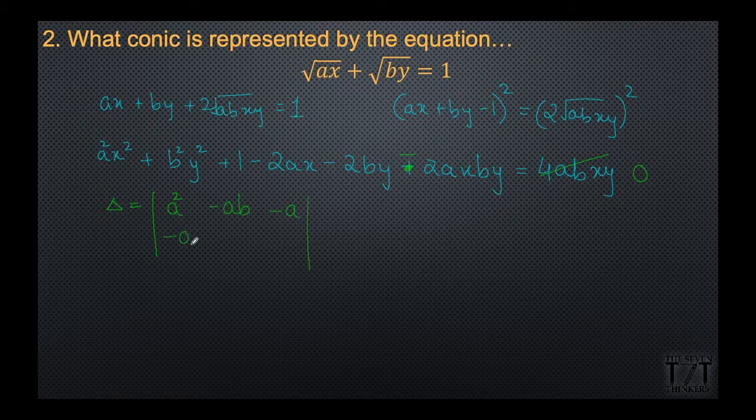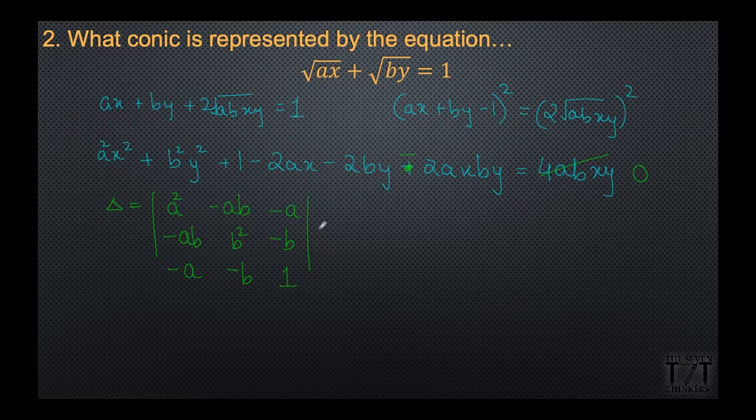Similarly, the value of g would be minus a, h would be minus ab, b is b square over here since it is the coefficient of y square, f is minus b, g is minus a, f is minus b, and c is 1.